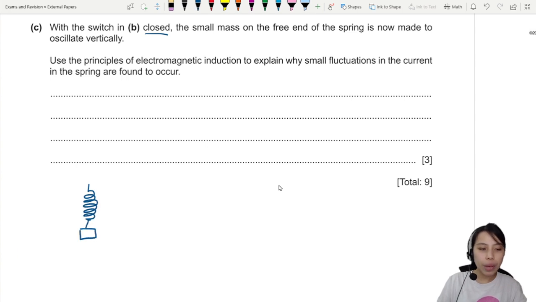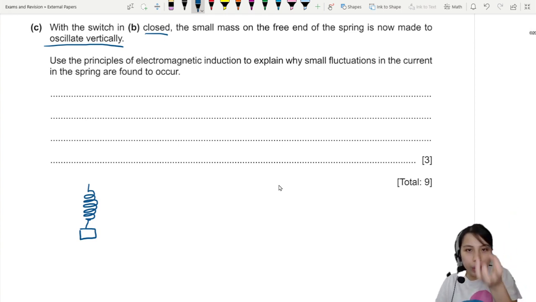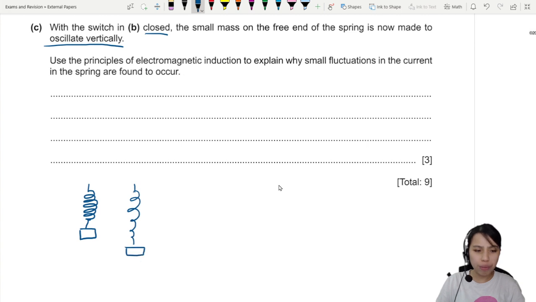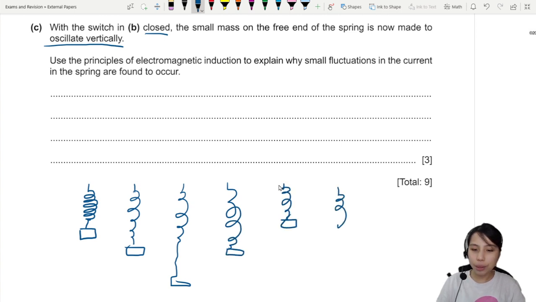Okay, now we are ready to do our experiment. So this one is already contracted. Now you made it oscillate vertically. That means you pull the spring down and you let go. So it's doing a simple harmonic motion, almost. So you pull down, then you go very low down, then it will come to the middle, then you'll go high up, and so on and so forth.